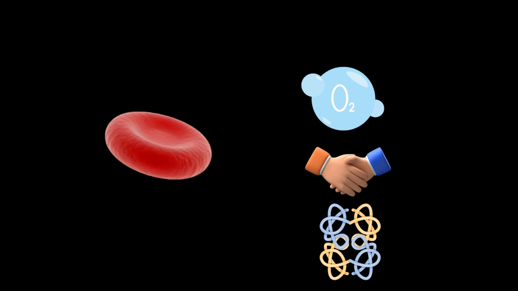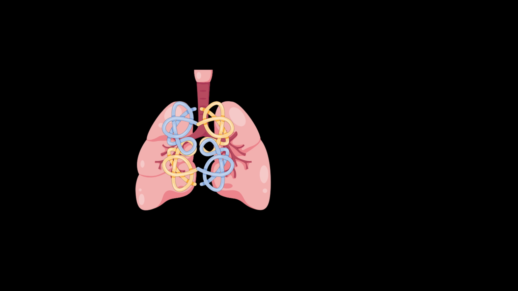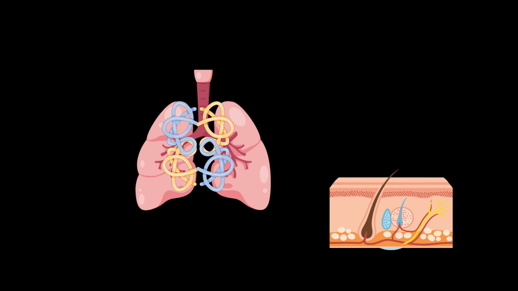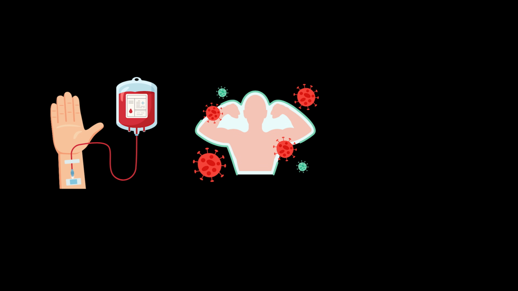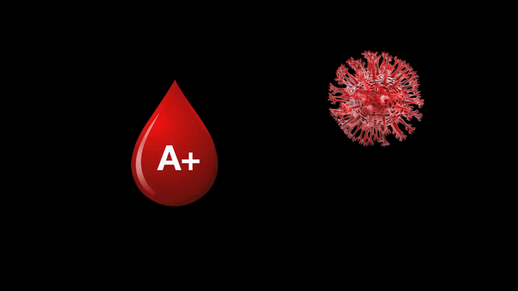Now, let's zoom in on what blood actually does. Red blood cells live about 120 days. They carry oxygen thanks to hemoglobin, a protein that grabs oxygen in your lungs and releases it in tissues. Blood types don't change oxygen transport, but they do influence transfusion safety, immune reactions, and disease susceptibility. Some blood types even affect which infections are easier or harder to catch.